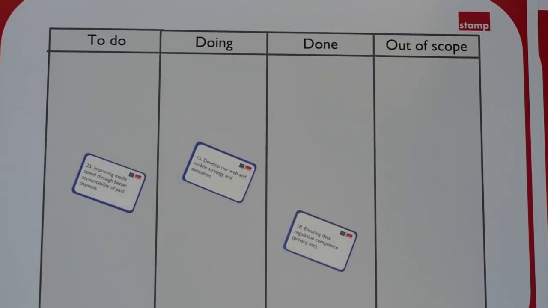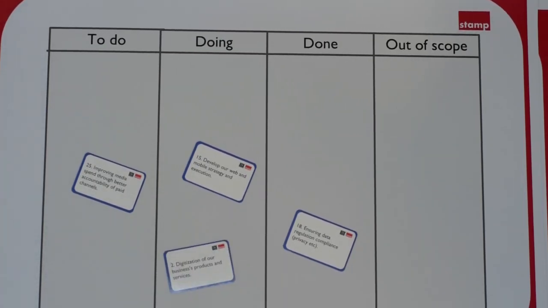Well, given that we're now well past the deadline for GDPR, you'd hope that is something that's already been done. Never can tell. Digitisation of our businesses, products and services. Depending on sector, that might be done, might still be to do. For some it might be out of scope. Exploring the opportunities of emerging technologies like AI or blockchain.